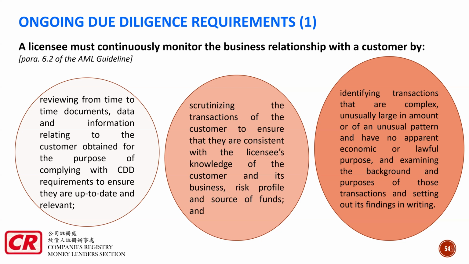Also, the licensee should scrutinize the transactions of the customer to ensure that they are consistent with the licensee's knowledge of the customer and its business, risk profile, and source of fund. Licensees should also identify transactions that are complex, unusually large in amount, or of an unusual pattern and have no apparent economic or lawful purpose, and examine the background and purposes of these transactions and set out the findings in writing.